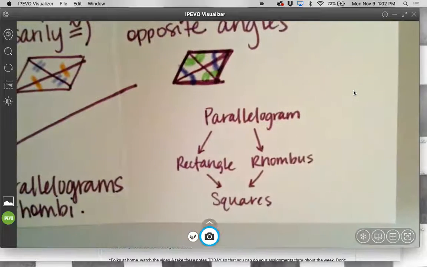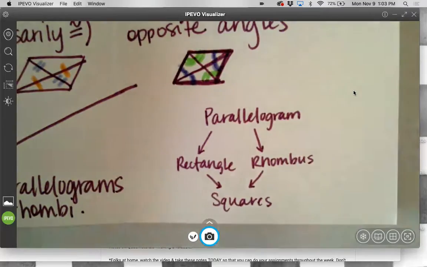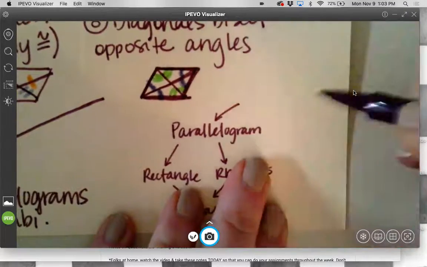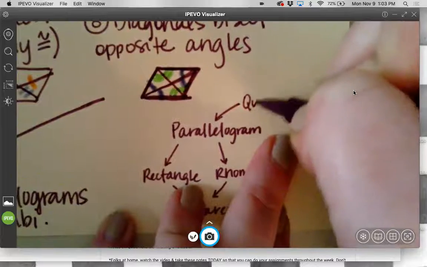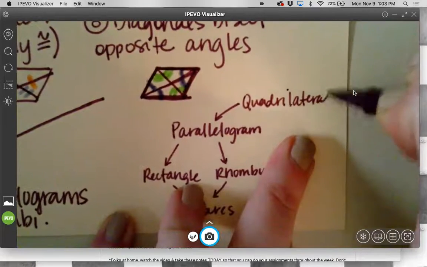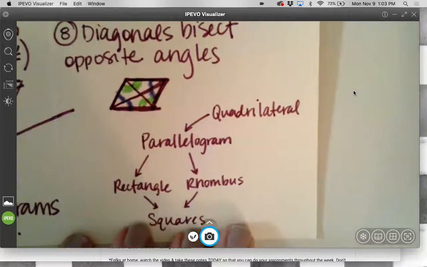Parallelogram is the bigger category. Rectangle and rhombus are kind of equal categories. They're not overlapping at all necessarily, unless it is a square, and a square is everything that is above it. Now, let's not forget that parallelograms actually are under the category quadrilaterals. So quadrilateral is really the big picture topic that we're talking about.